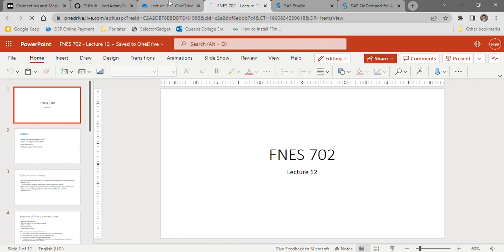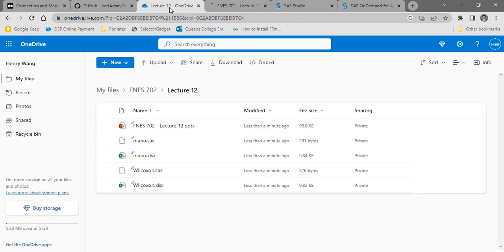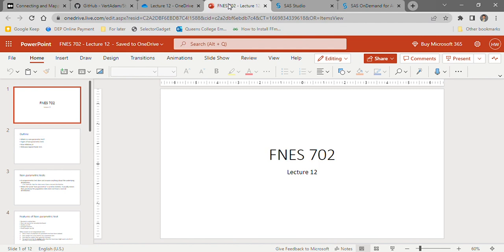I just want to point out that there are a couple of files that we're going to be working with today. We have the FNES 702 lecture 12 slides. We have a SAS program, manu.sas. We have the manu dataset. We have the Wilcoxon SAS code, and then we have the Wilcoxon dataset. So that should give you a hint that we are going to go over 2 non-parametric tests today. Okay, so without further ado, let's begin.